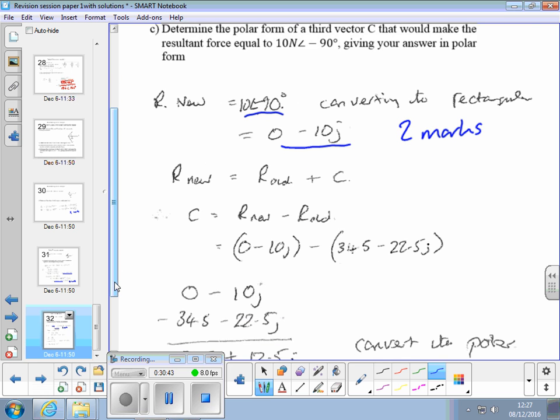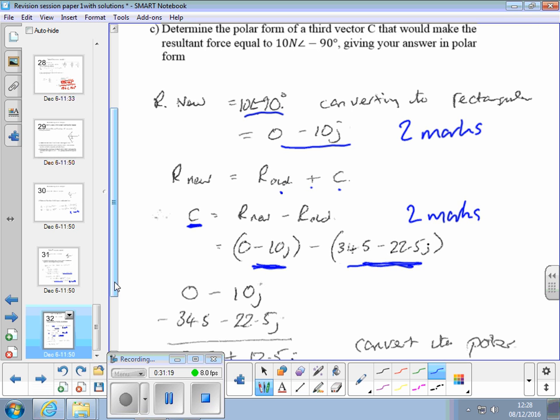Right. Then, the new resultant is going to be the old resultant, the one you calculated in part B, plus the new force C. Yeah? Rearranging that, because we're trying to find this new force C, that's going to be the new resultant take away the old resultant. So there it is. There's the new resultant. There's the old one. Okay. So I'm going to give a couple of marks for getting to there.